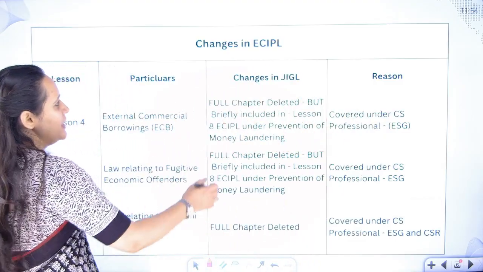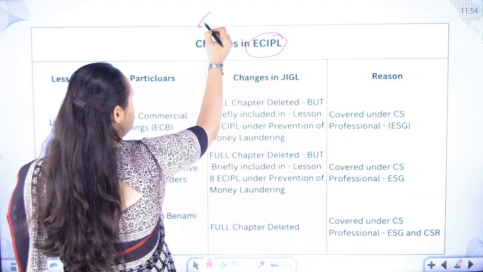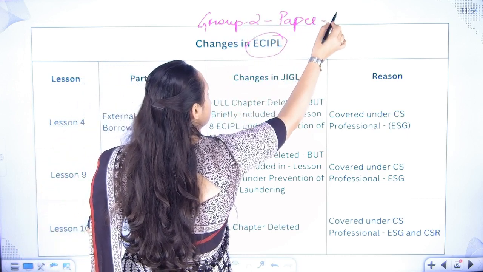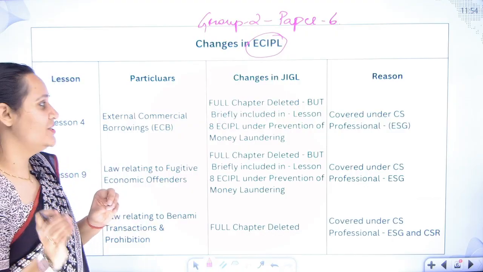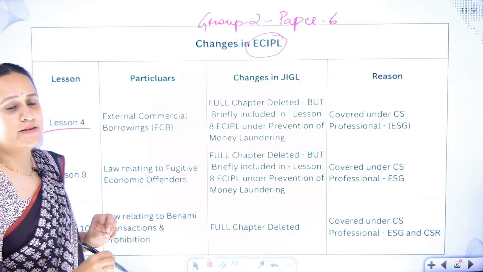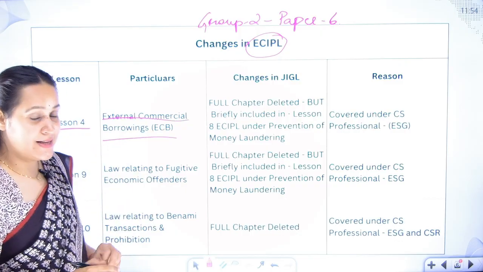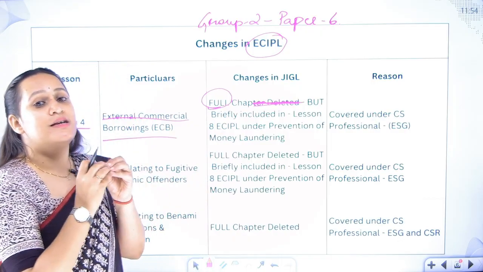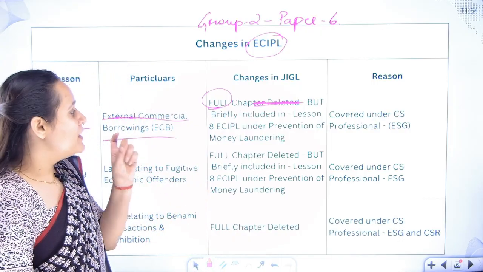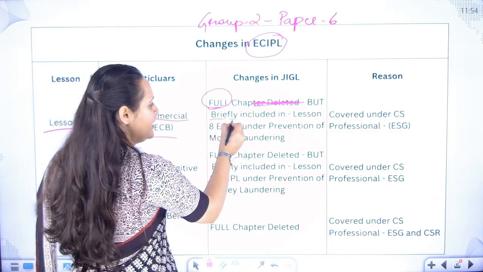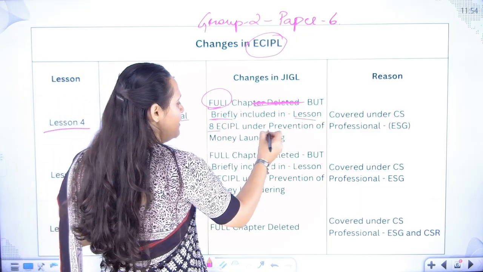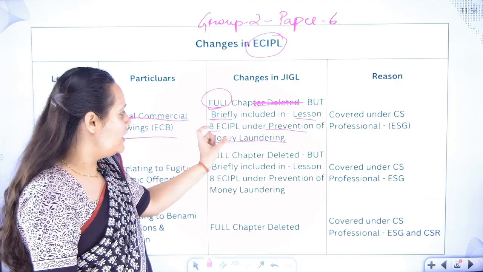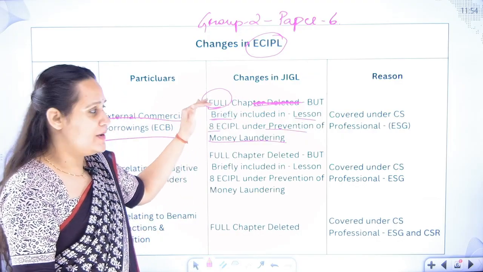Next, what are the changes brought about in ECIPL, that is group 2, paper 6. What are the changes? First, lesson number 4, that is external commercial borrowings. The entire chapter has been deleted from your CS executive program, but a part of the topic they have briefly included under lesson number 8, prevention of money laundering. Briefly they have covered ECBs in lesson number 8. So, the entire chapter has been deleted.